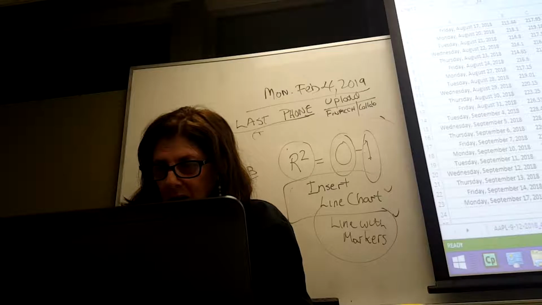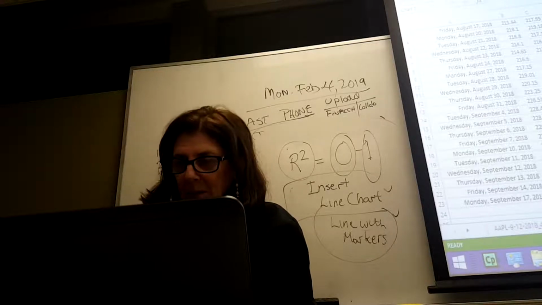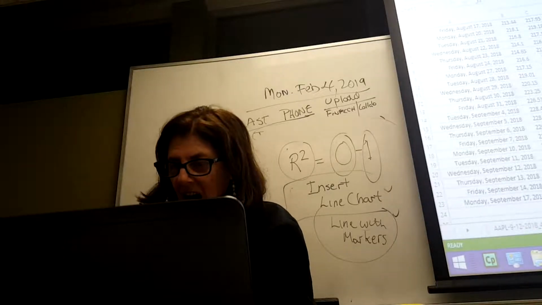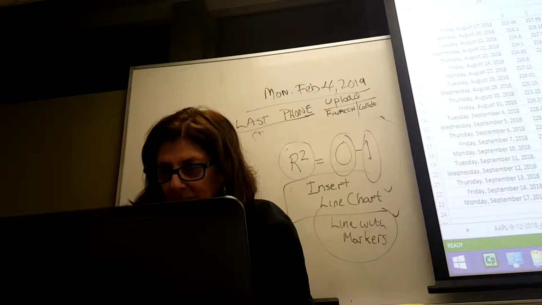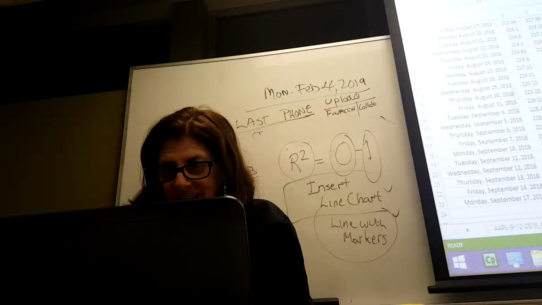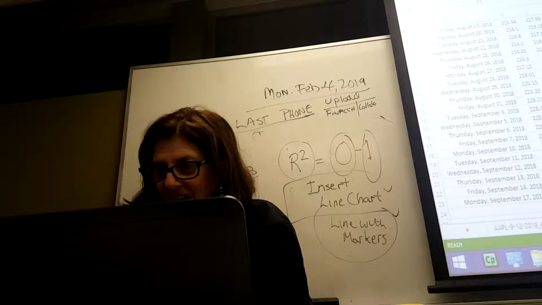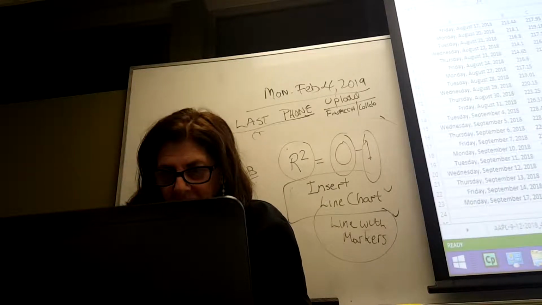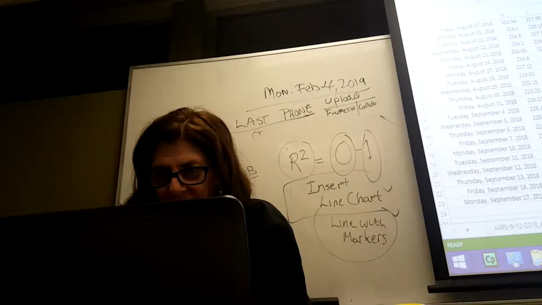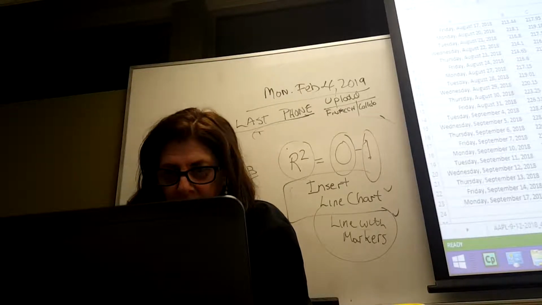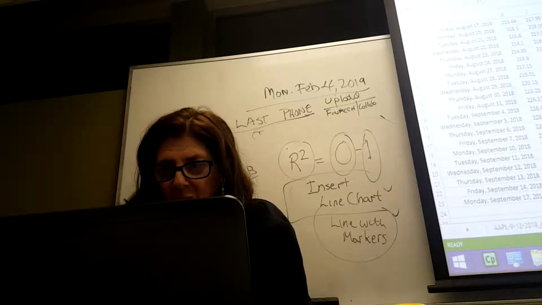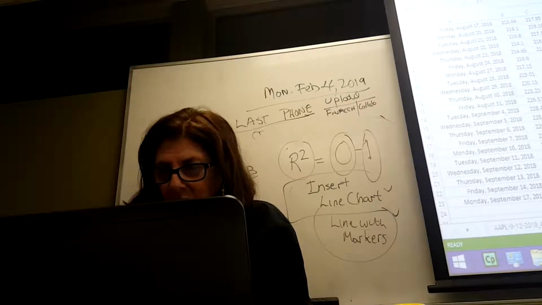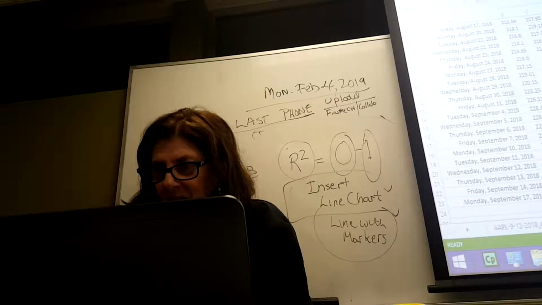How many forward? How many periods? 5. And do I want to display the equation on the chart? Yes. And do I want to get my r squared on the chart? Yes. So in this case, if I'm going to move this around, basically what I'll be able to see is much more complicated.